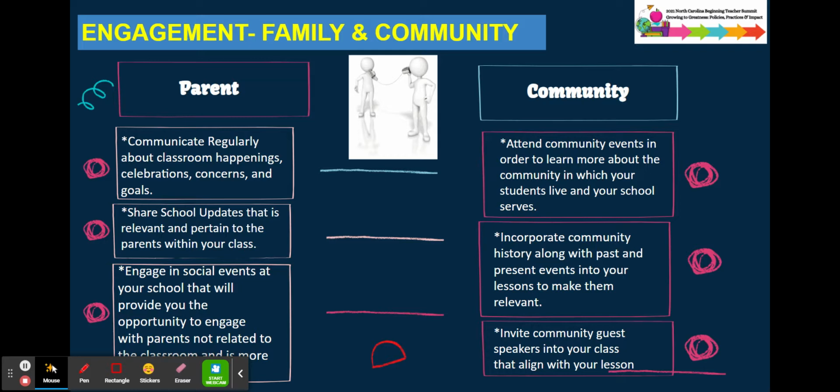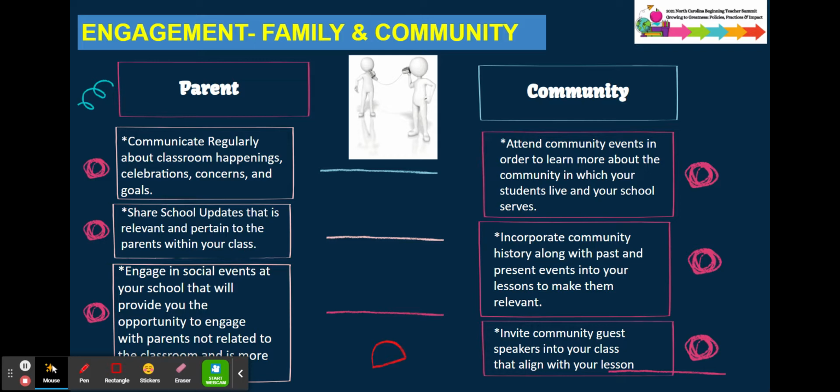And a great way, which I love, is the last one, inviting community guests, speakers from organizations or politicians that represent your community. It is a great way to bridge the gap that sometimes and unnaturally occurs between community and school.